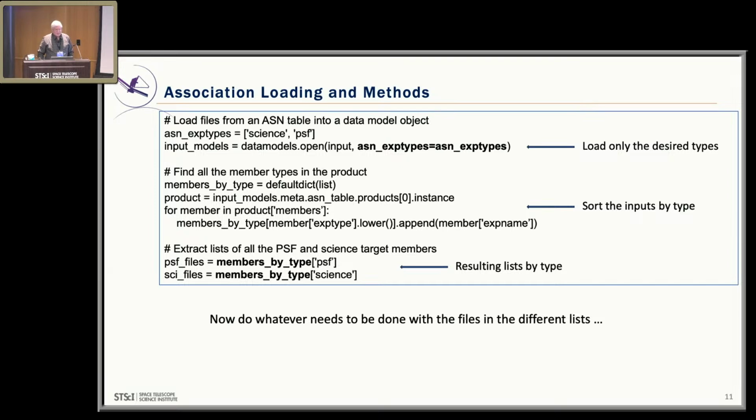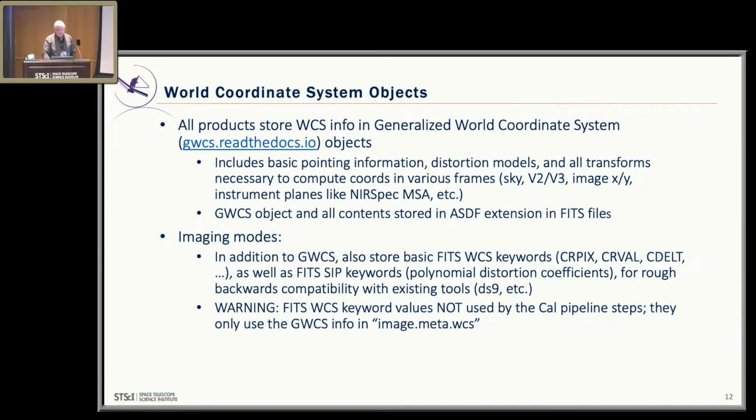And you can customize that to only load particular types of images from the association if you want. Here, an example, again, for coronagraphic data, where you only want to load the science and PSF images. And then you can do all sorts of manipulation with them based on those member types, however you want to do that. And then finally, I just want to briefly touch on how we handle world coordinate systems in the data products.